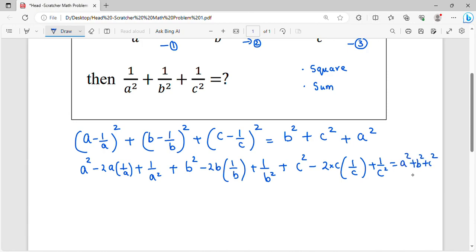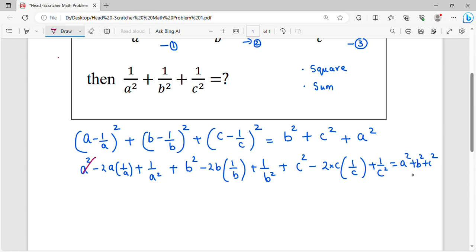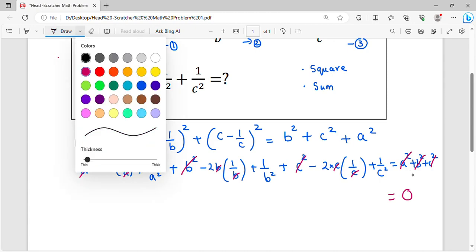I have rearranged that. So what happens? To make my job easy, I see that the a squared gets cancelled, the b squared gets cancelled and the c squared gets cancelled, leaving a 0 on the right hand side. So now what happens? Again, this a gets cancelled, b gets cancelled, c gets cancelled. Oh my God, it's so simple, right?